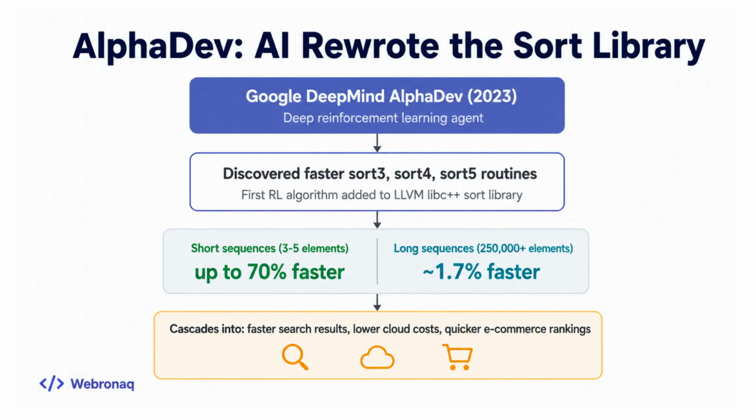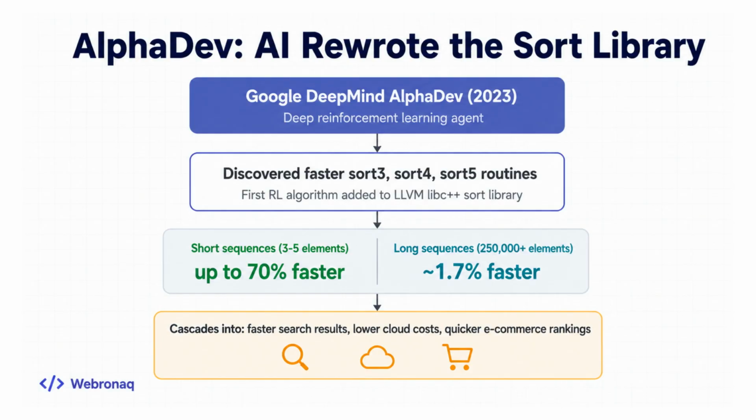Alright, let's bring this all together with a concrete example. In 2023, Google DeepMind published a paper in Nature introducing AlphaDev, a deep reinforcement learning agent that discovered new sorting routines and had them integrated into the LLVM-LIBC++ standard C++ library. That was the first time a reinforcement learning algorithm had ever been added to that library, and the first update to that part of the code in over a decade.